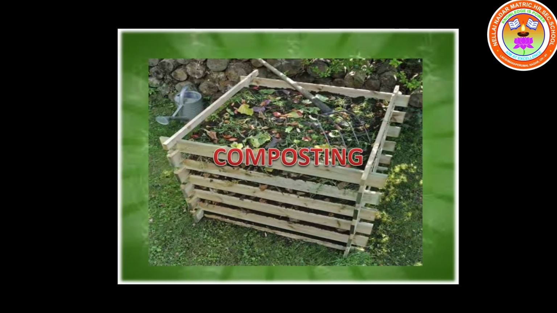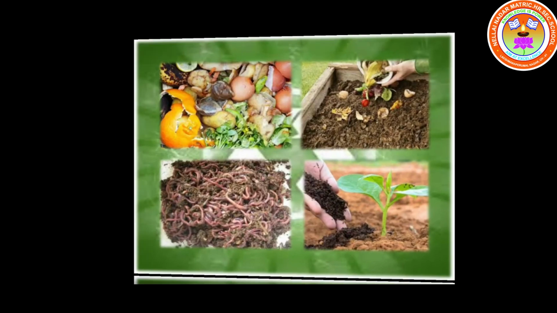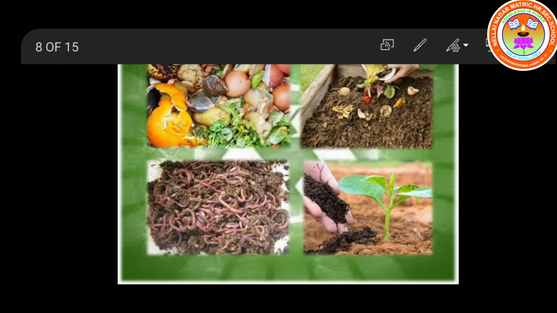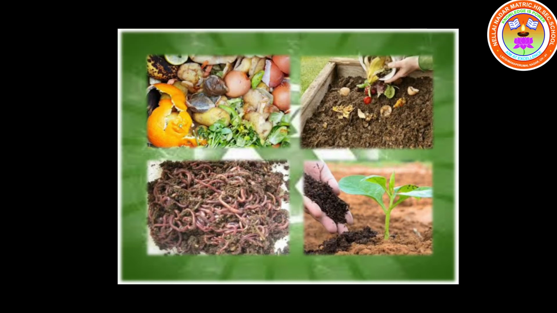Next is composting. So what is composting? The process of degradation of organic waste into manure by the action of microorganisms is called composting. The manure thus obtained becomes natural fertilizer for the plants, and it also increases the soil fertility.